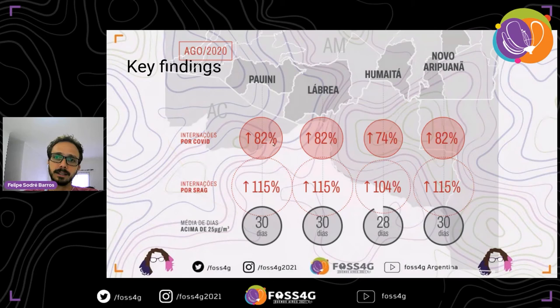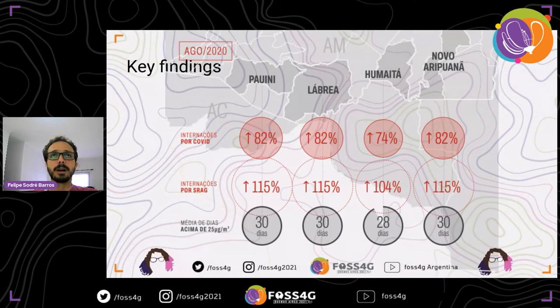Yeah, but this is talking in a large case. If we go to municipality cases, we can see, for instance, Pauini in Amazonas state had all 30 days of August with values higher than 25 micrograms per cubic meter, all the days with a higher level. And this is represented as an increase of 18% in hospital admissions for COVID and 115% for respiratory syndromes. Others as well had pretty much the same situation.